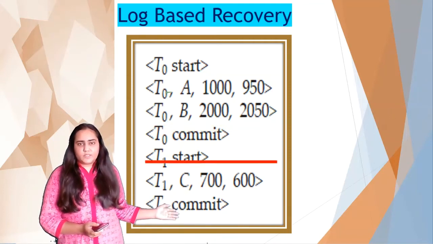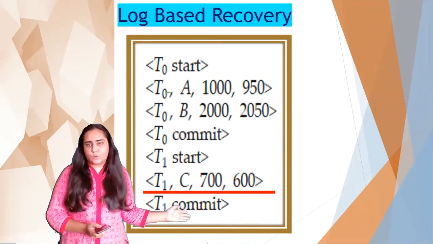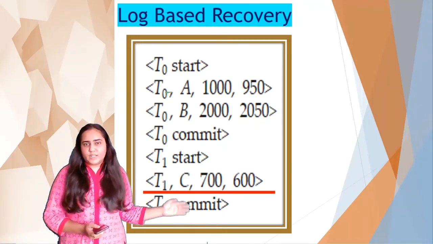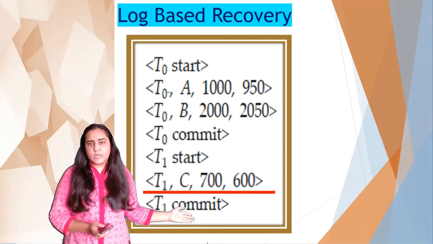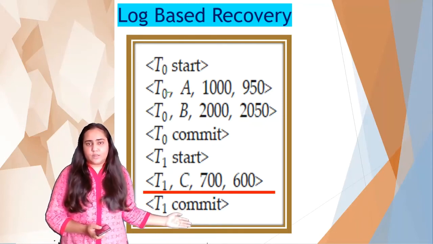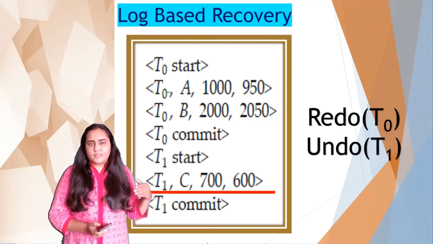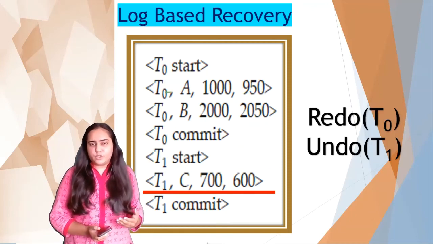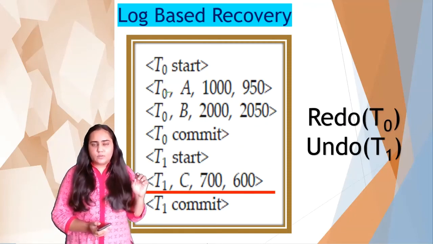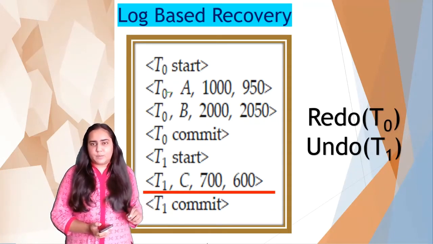Now consider that there is a failure at this point. So in the log, only this much data is stored, and after that, there's a failure. So that means my log only contains everything from T0 start to this statement with data item C, but nothing of commit is stored in my log. So in this case, because T0 has the start as well as the commit operation, I have to do redo T0, which means I need to make the values of A and B 950 and 2050 respectively.